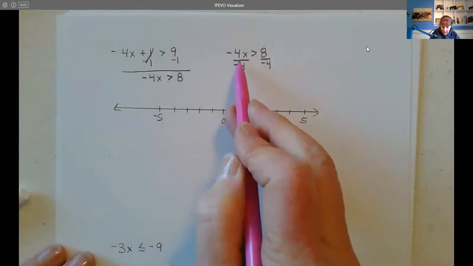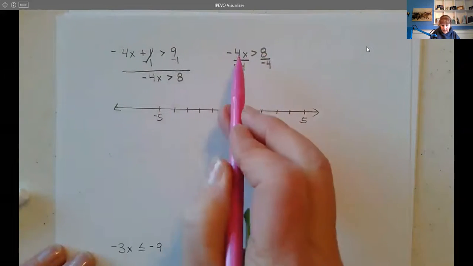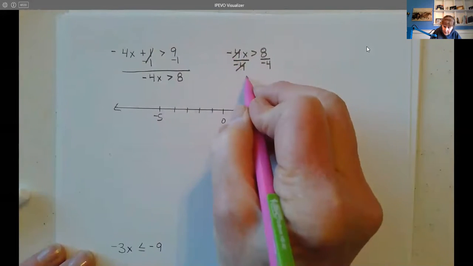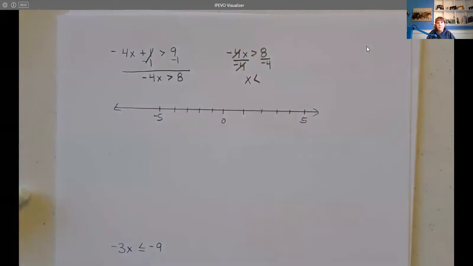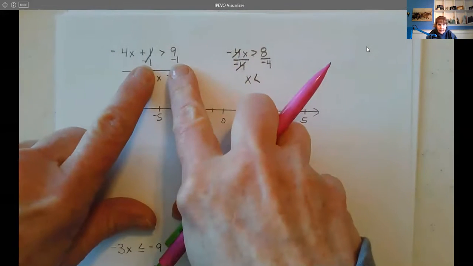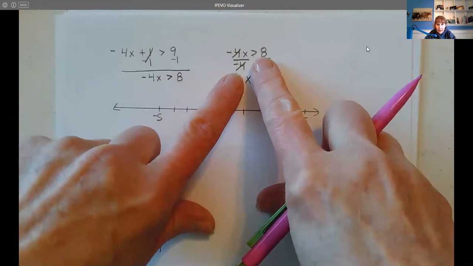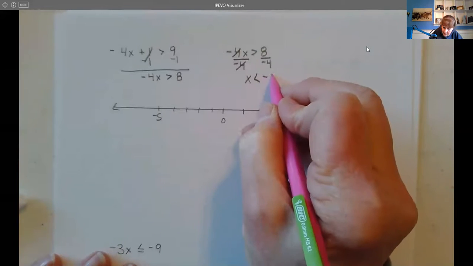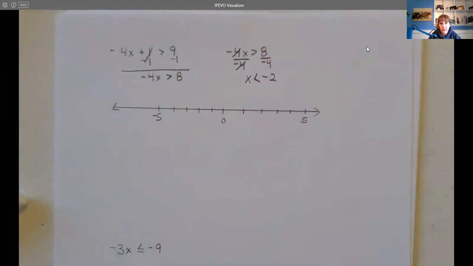Here, I have to have a positive 1, so I have to divide by a negative, because a negative over a negative is a positive. Those cancel. I do have my x, but don't forget you flip that inequality when you divide by a negative. Not when you add a negative. It doesn't flip. It's only when you divide by this negative that you flip it. And this gives me a negative 2. 8 divided by a negative 4 is a negative 2.